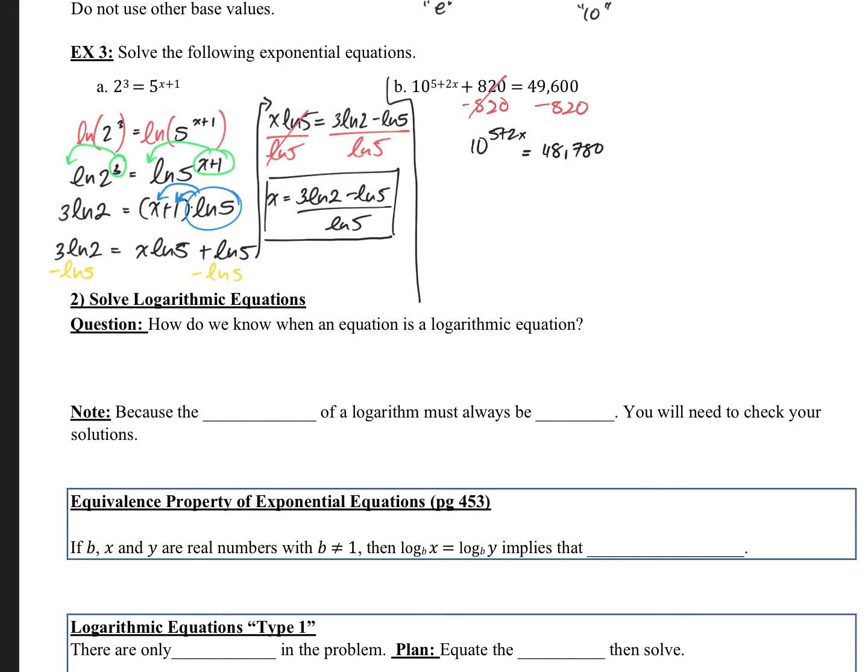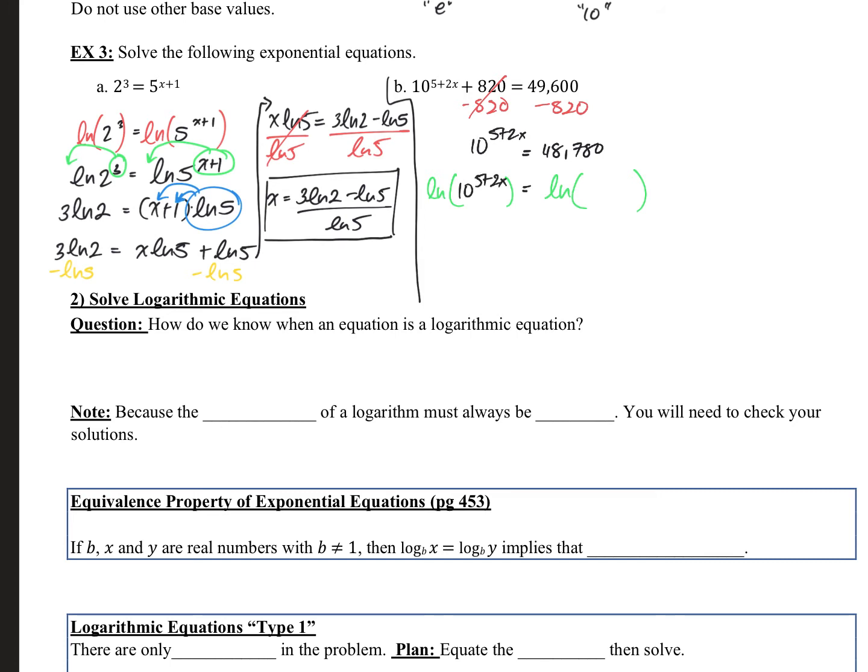It doesn't look like that. 48,000 is not 10 to some power. So because I can't match the bases, I'm going to log both sides. So the natural log of 10 to the 5 plus 2x.